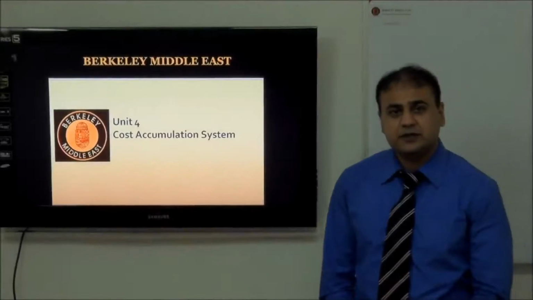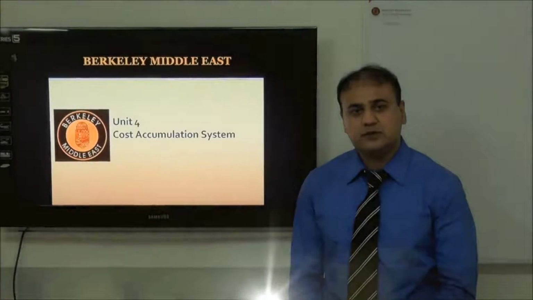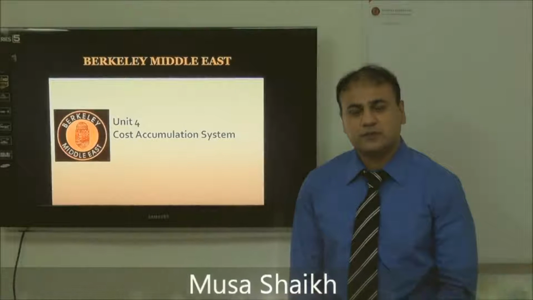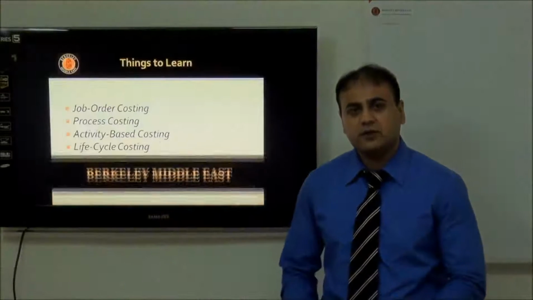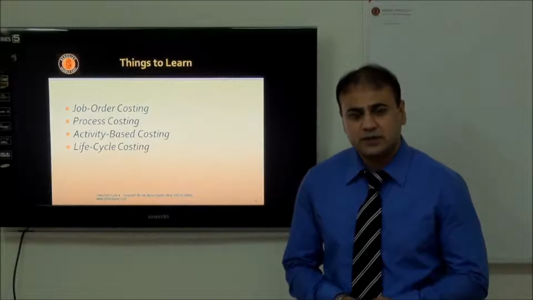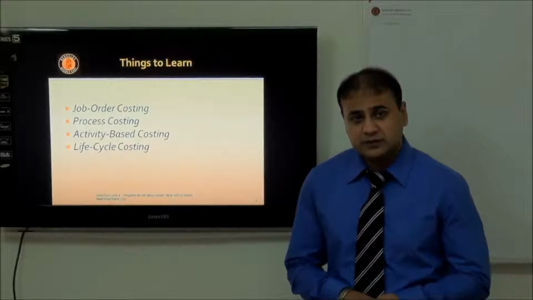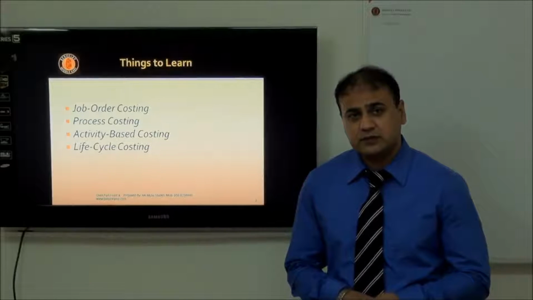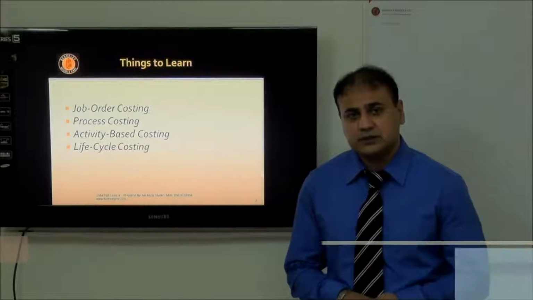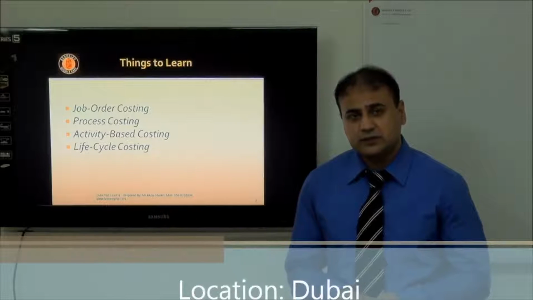This is CMA video series, CMA Part 1, Unit 4. We will discuss today cost accumulation systems. Broadly, we are going to discuss four types of systems. First is the job order costing, then process costing and activity-based costing, and in the last we are going to discuss the life cycle costing.